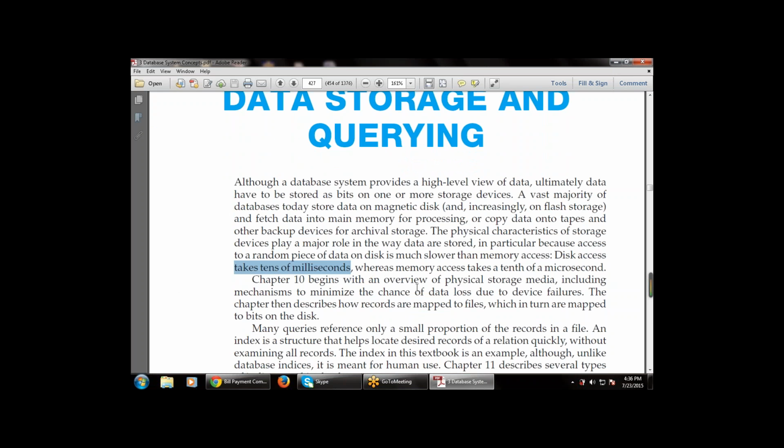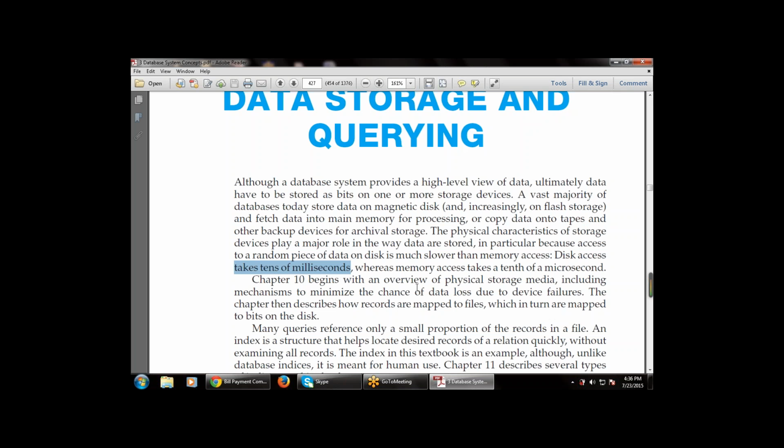Chapter number 10 begins with an overview of the physical storage medium, that is how to store the data in a physical medium, including the mechanisms to minimize the chance of data loss due to a device failure. The chapter then describes how the records are mapped to files, that is how the records are stored in files, which in turn are mapped to the bits on the disk. So first of all, how to store the data, how to record the data, and how to map the data into the various bits.